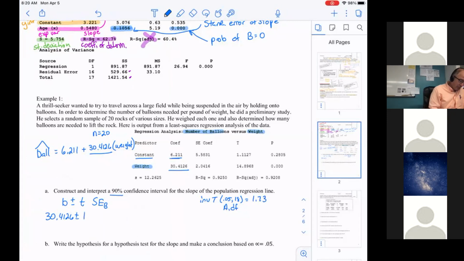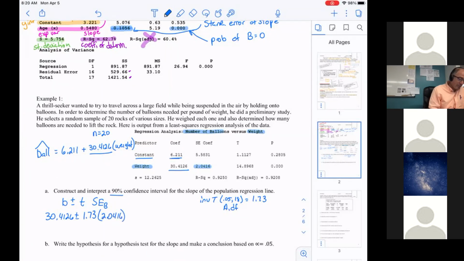So that means we're going to get 1.73 times the standard error, which is going to be 30. No, so here is what we have to pay attention to. Here is going to be the standard error of my slope, not the standard deviation of the model, but the standard error of my slope, the 2.0416.